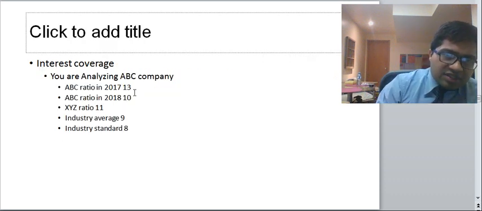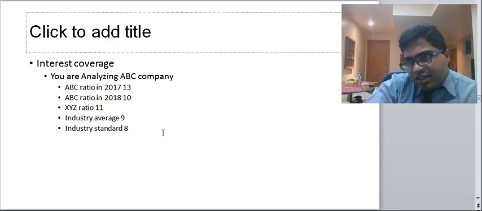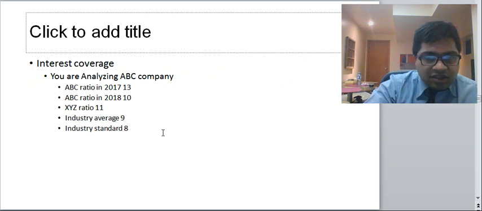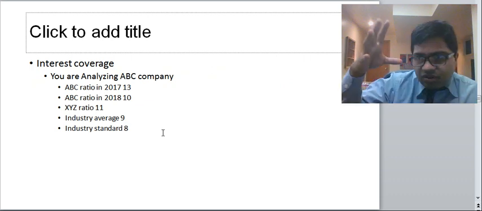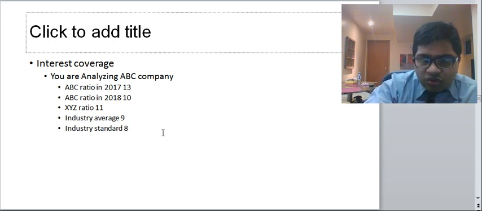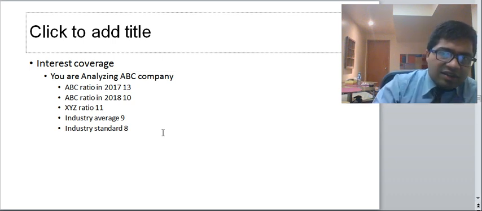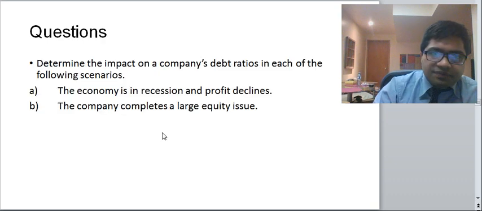So ratio in 2017 for ABC was 17, now it is 10. Competitors ratio is 11, industry average 9, and industry standard 8. So what does this mean? This ratio has fallen as compared to past. So company has lesser earnings for paying its interest charge. So either it has taken on more interest or its earnings are falling. So both of these are not a good sign. As compared to its competitor also, it's not having a good interest coverage, but compared to industry in general and industry standard, it is doing quite well.